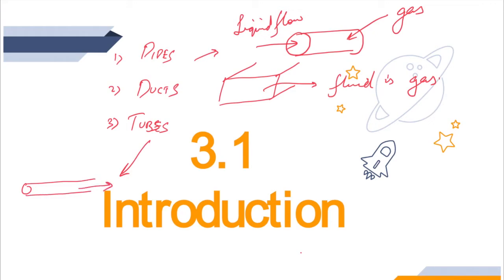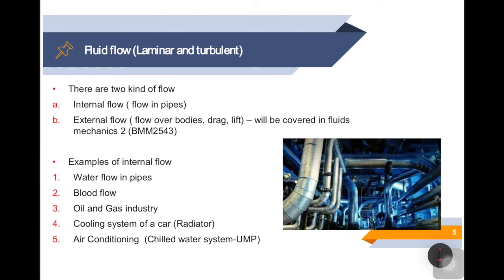These terms will be used descriptively in this chapter, so that once we refer to a pipe, it will be a circular pipe, and if we refer to a duct, it would be a rectangular duct. So let's move to fluid flow. Fluid flow can be classified into two kinds: number one is internal flow, and number two is external flow. So what is internal and what is external flow? If the fluid is flowing over a surface, then this is called external flow, and if a fluid is moving in a conduit or a pipe or a duct, then this is internal flow.